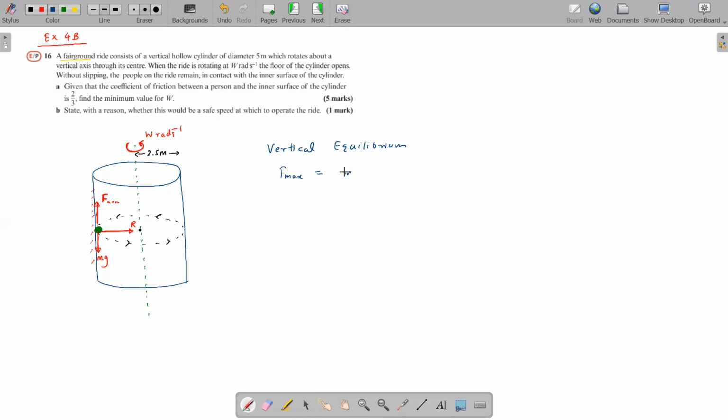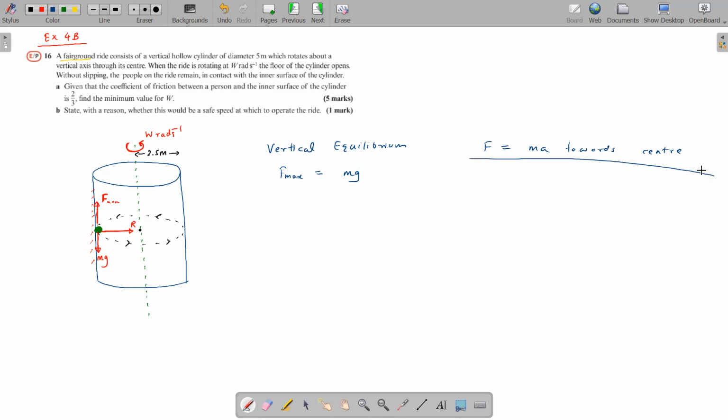The maximum friction F max is equal to the weight, because obviously these two are in balance. The vertical forces must be in balance, right? So the upward friction must be equal to the downward weight, because they are vertical forces. I told you vertical forces must be in equilibrium. And then let's apply F equal ma towards the center also.